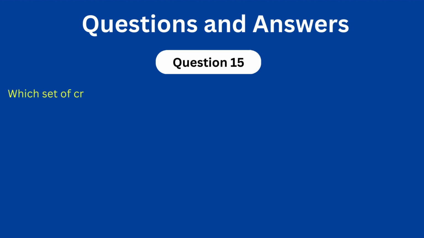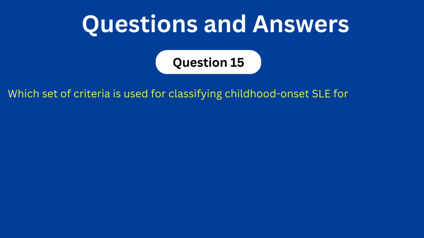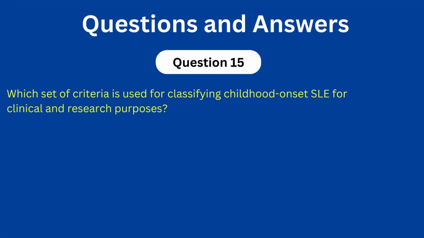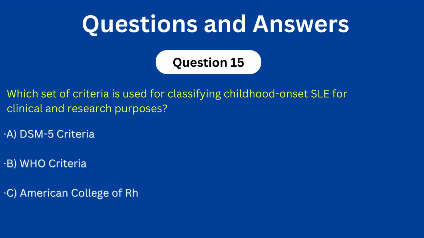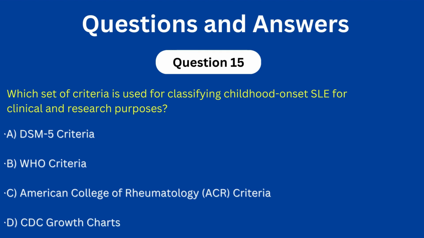Question 15. Which set of criteria is used for classifying childhood onset systemic lupus erythematosus for clinical and research purposes? A. DSM-5 criteria, B. WHO criteria, C. American College of Rheumatology or ACR criteria, D. CDC growth charts. The correct answer is C.